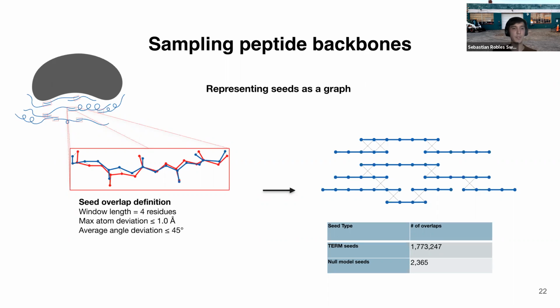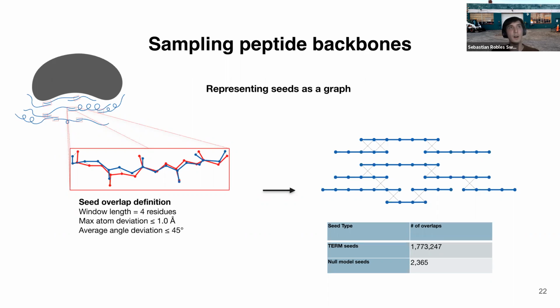But anyways, since the overlaps needed to be similar enough to be joined together, we opted for a rather strict definition of overlaps. We defined them over 4 residues. And we had the requirement that no pair of overlapping atoms from the 2 seeds was more than 1 angstrom apart. That's slightly different than the RMSD definition that I showed you before for coverage. And we actually just found that this was faster to compute.